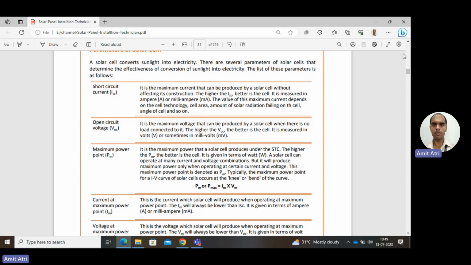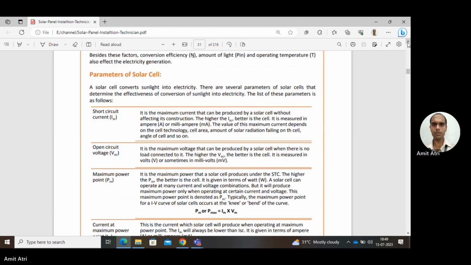Now some of the parameters of a solar cell. The first parameter is short circuit current. So what is short circuit current? It is the maximum current that can be produced by a solar cell without affecting its construction. A higher value of the short circuit current is considered a positive measure; higher value means a better cell. Its unit is ampere or milliampere.